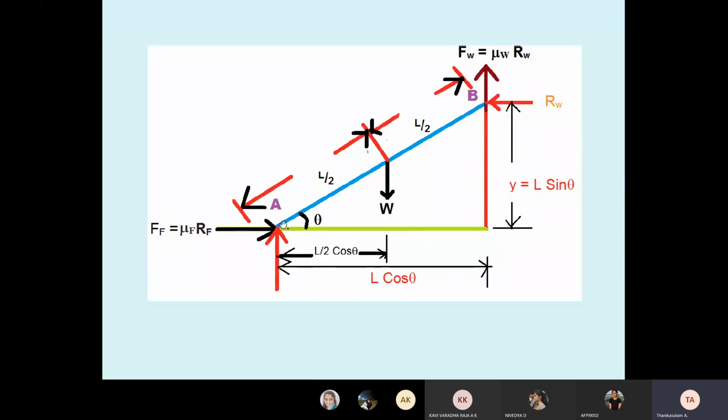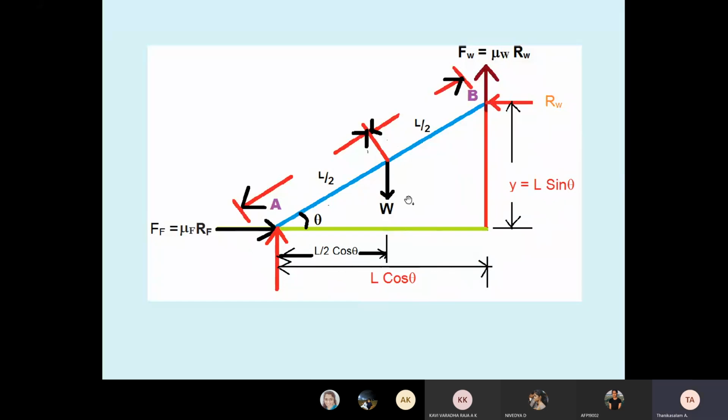The bottom touching point to the ladder, the horizontal distance. We know L, we know theta. Therefore, L cos theta. Similarly, the vertical distance, where the ladder touches the vertical wall, from horizontal to vertical height. We know L and theta, therefore L sin theta. The y distance is L sin theta.